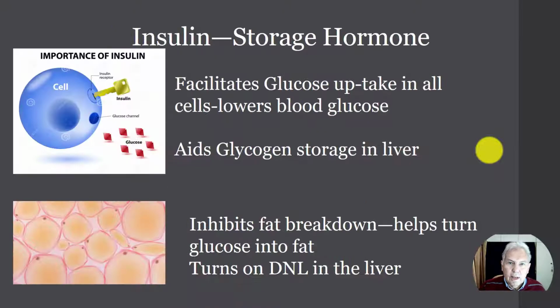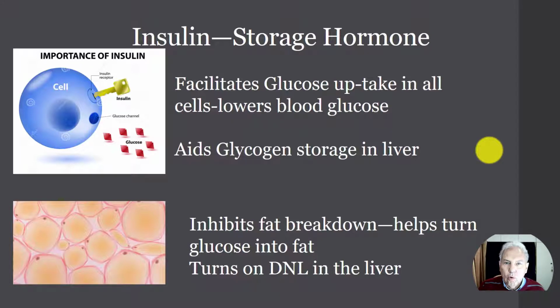So in order to understand what's going on here, let's have a look at some of the main functions of insulin. Insulin is a storage hormone. It facilitates glucose uptake into cells and thus lowers the blood glucose. It aids glycogen storage in the liver. It inhibits fat breakdown and it helps turn glucose into fat. It turns on DNL, de novo lipogenesis, in the liver.